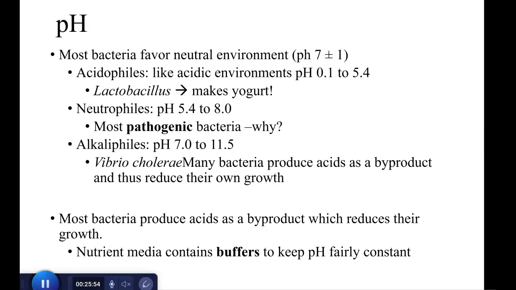So this is why when we're trying to grow bacteria in lab, our media has buffers in it. And if you remember, a buffer resists changes in pH. And so those buffers are going to help to either gobble up those hydrogen ions or spit them out, depending on which direction they need to go. And that's going to allow that pH to remain stable. And so our bacteria can grow in lab.